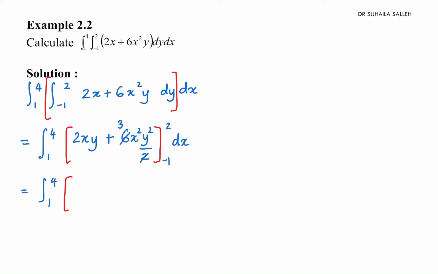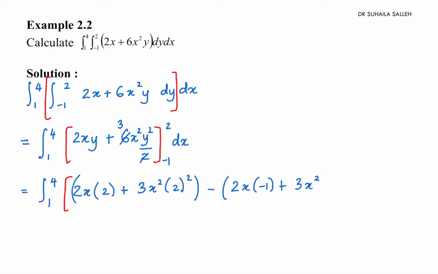Now, we are integrating with respect to y. That means we have to insert into y. So 2x times 2 plus 3x squared times 2 squared. So this is inserting 2, so take away, now we insert minus 1. So 2x times minus 1 plus 3x squared times minus 1 squared. Alright, so you must have your dx out there.